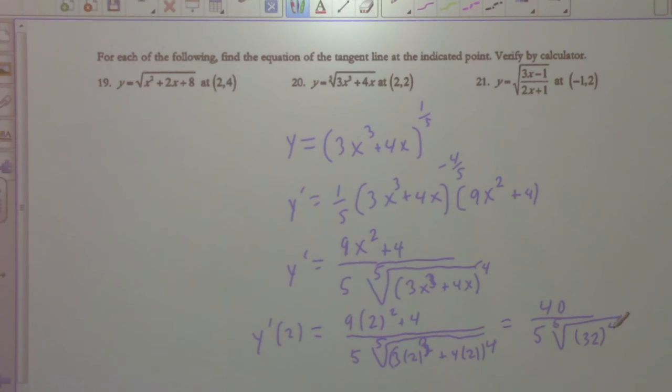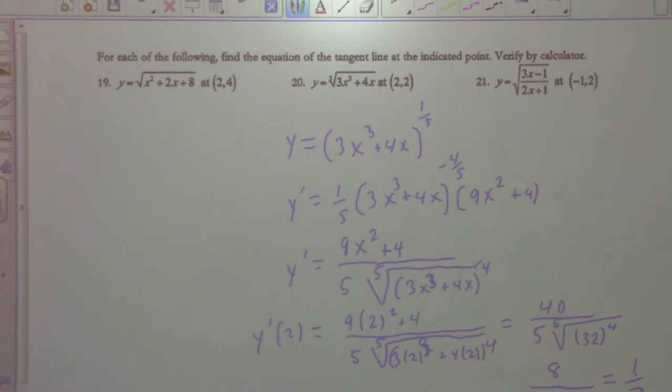Yeah, the thing about it is, sometimes it's easier to take the fifth root first and then raise it to the fourth. Oh, that's smart. That'd be 2 to the fourth, which is 16. The fifth root of 32 is 2, so it would be 2 to the fourth, and that'll cancel to be 8 on top. Down here we have 2 to the 4th, which is 16. Is that basically it? Yeah.